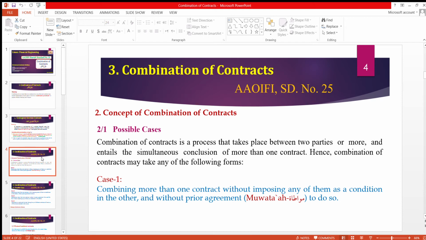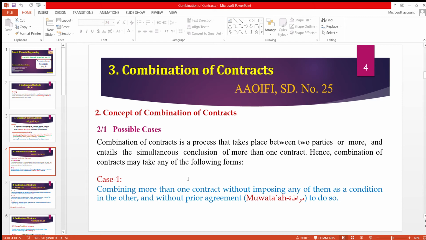Case 1: the first possible case is combining more than one contract without imposing any of them as a condition on the other and without prior agreement to do so. For example, I sold my commodity to you, and they concluded it. After that, the buyer said, oh, I liked that other commodity of yours, would you like to sell it to me?